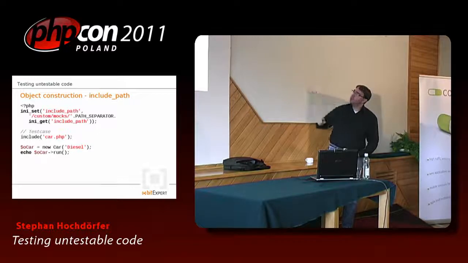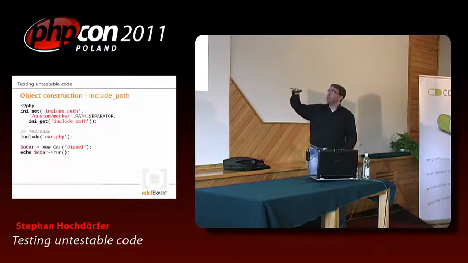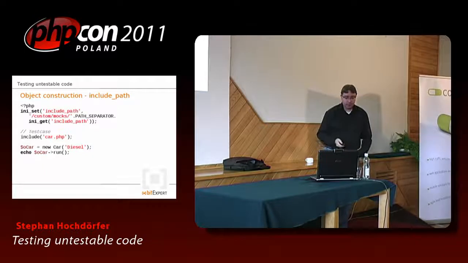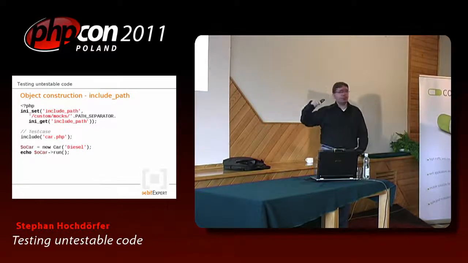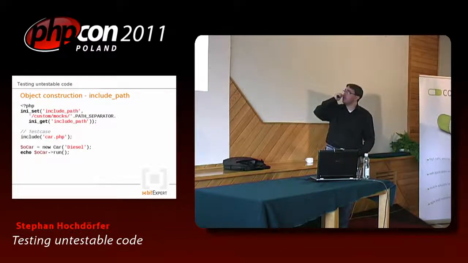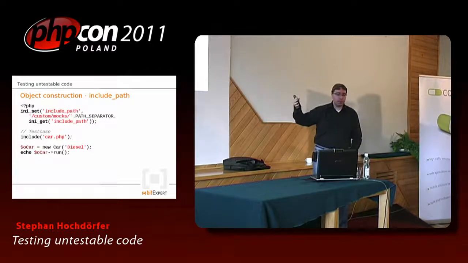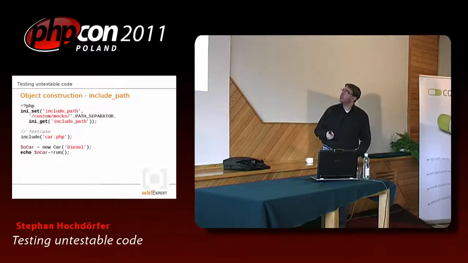This is quite a similar idea. In this case, we have the include statement on top, meaning that we can't do the autoloading version. But what you can do in this case is manipulate our include path. So before the test starts, we just set the include path. The first path would be, again, the path to our custom mock implementations.